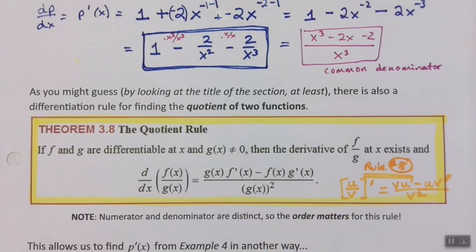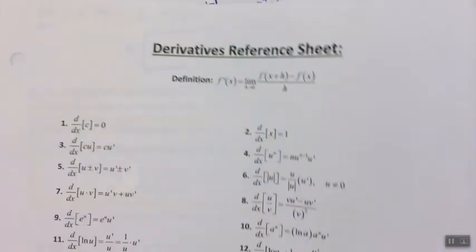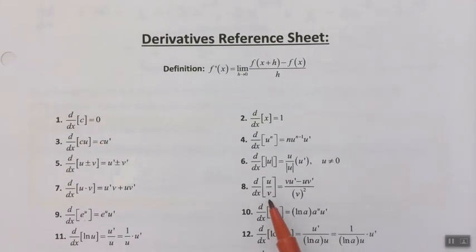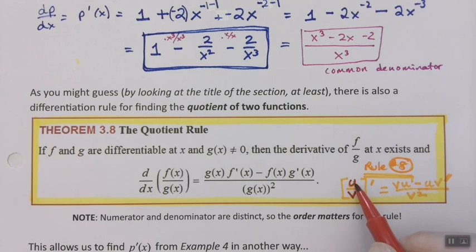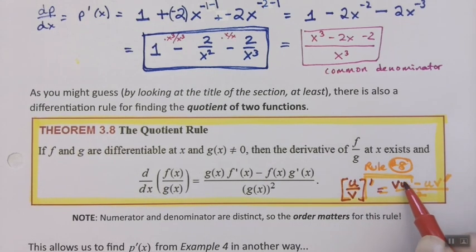Also, if you look at it on your derivative sheet, this is actually the way I prefer it. U over v would be v u prime minus u v prime over v squared. Right? V being your denominator function, u being your numerator function. So whichever way you want to memorize it, it should work either way.